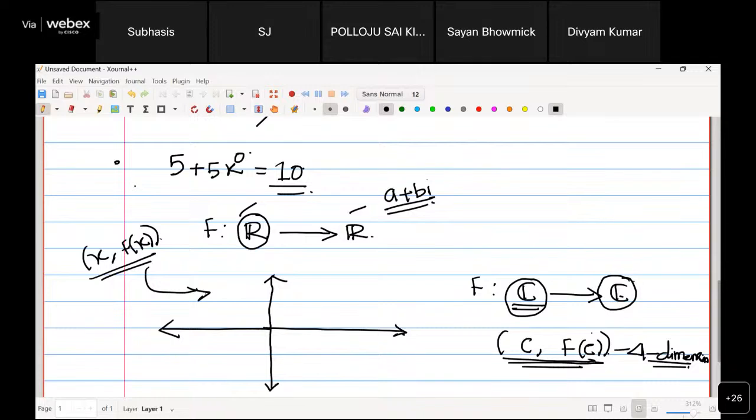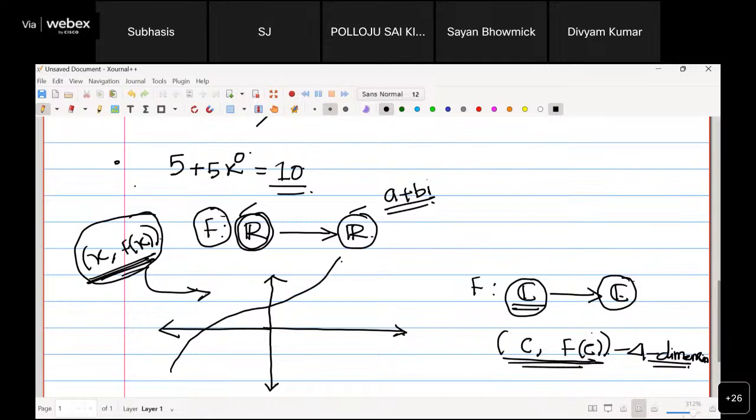So this R is a one dimensional thing, right? When you represent a point to draw the graph of this function f, you have to specify all the points x comma f of x, and then you join all those points and you will get a graph.